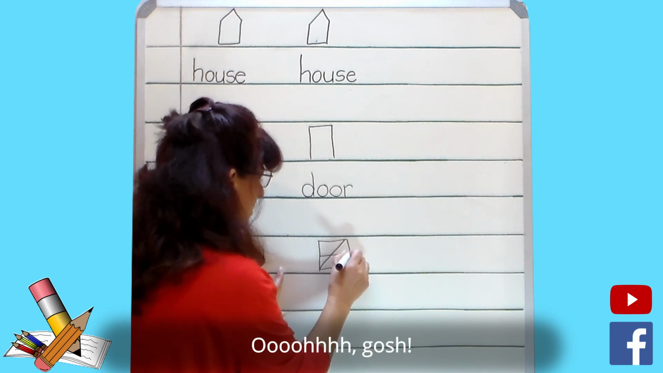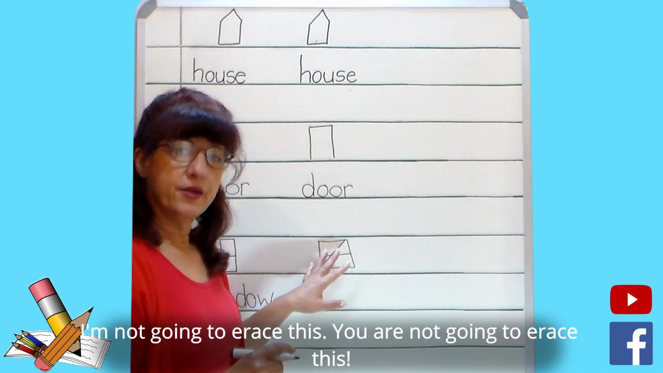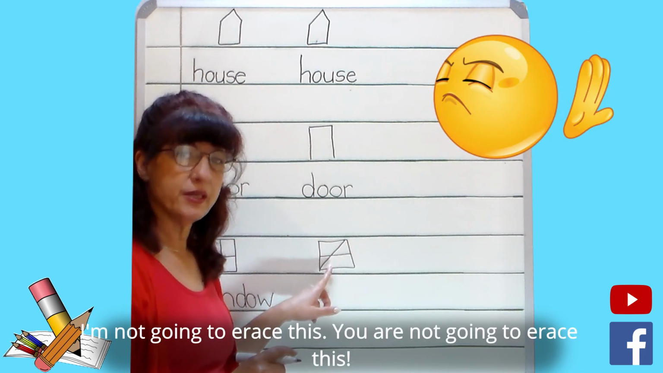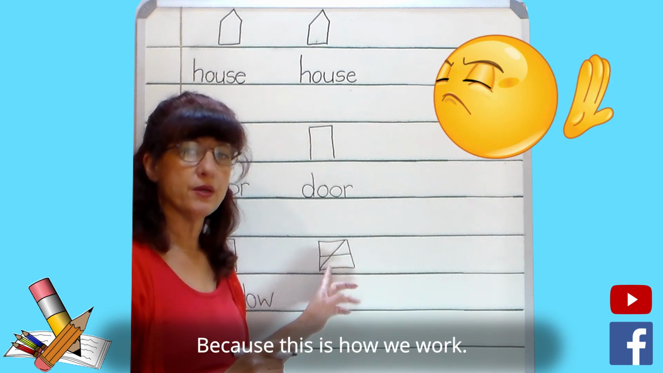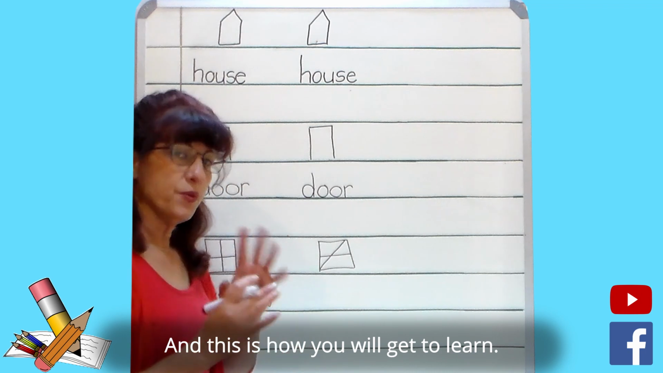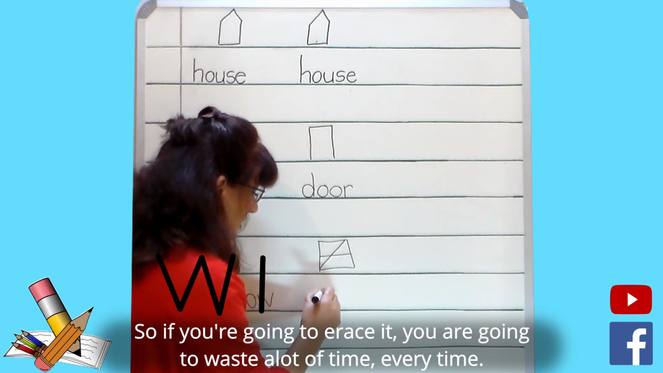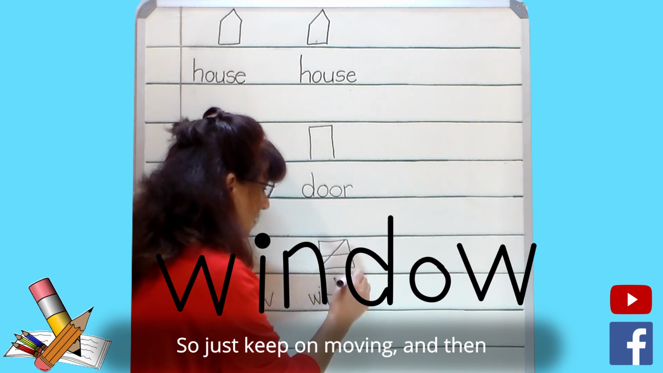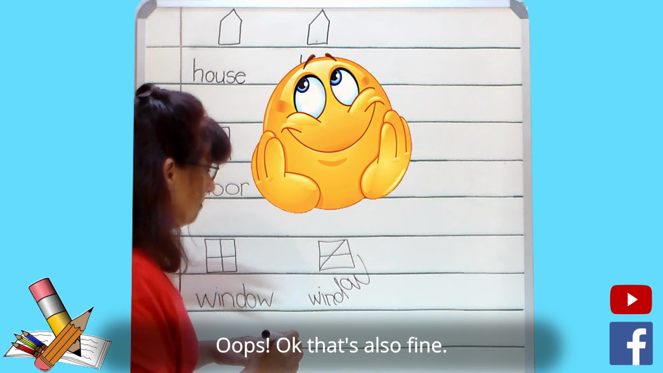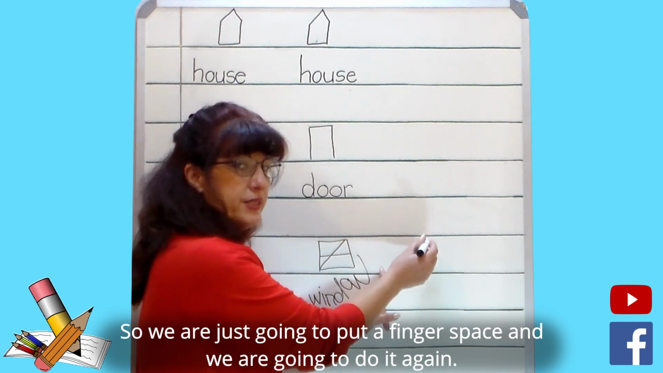Oh gosh. Okay, I've gone a little bit skewed. Don't worry about that. I'm not going to erase this. You are not going to erase this. You are just going to keep on continuing it because this is how we work and that is how you will get to learn. So if you're going to erase it, you're going to waste a lot of time every time. So just keep on moving and then, oops. Okay, that's also fine. So we're just going to put a finger space and we're going to do it again.